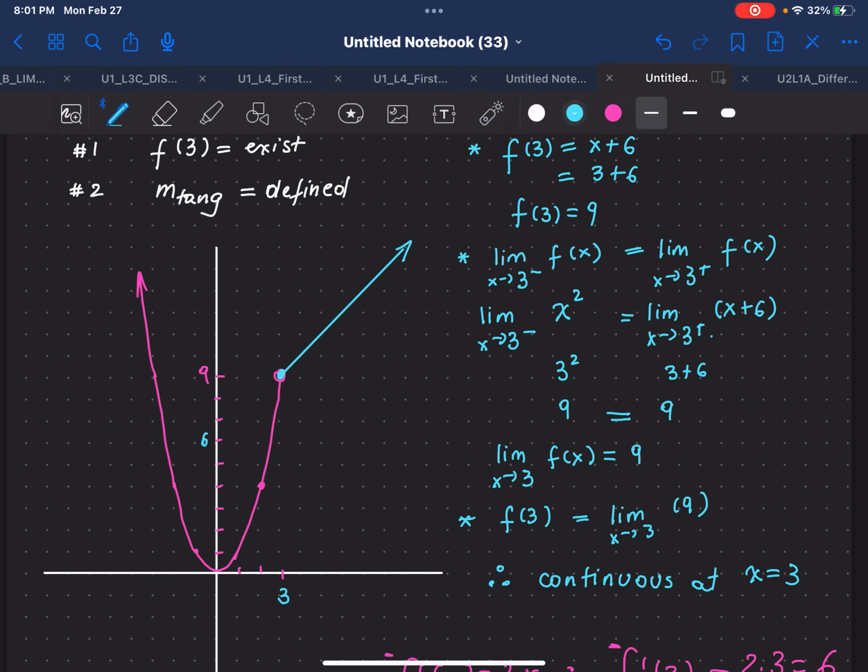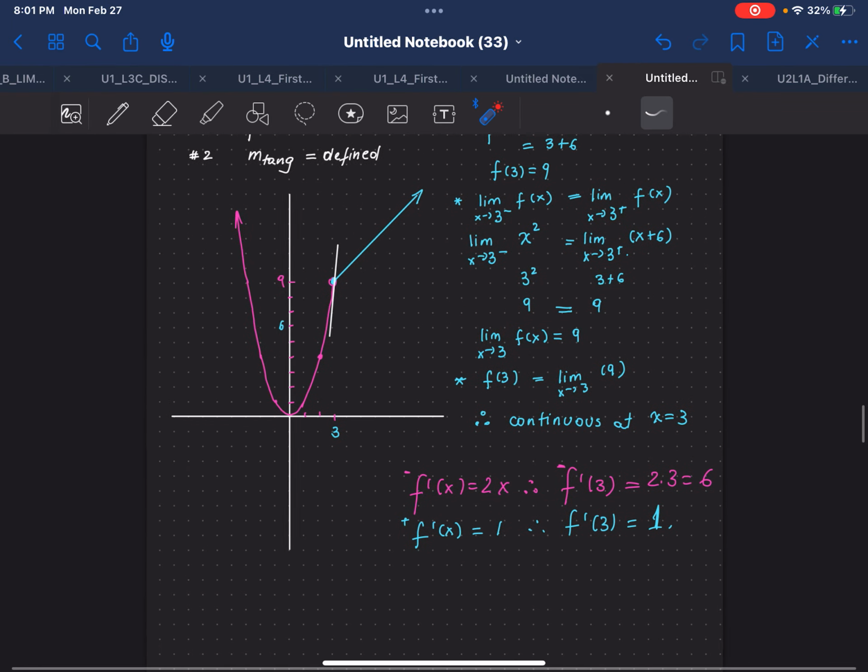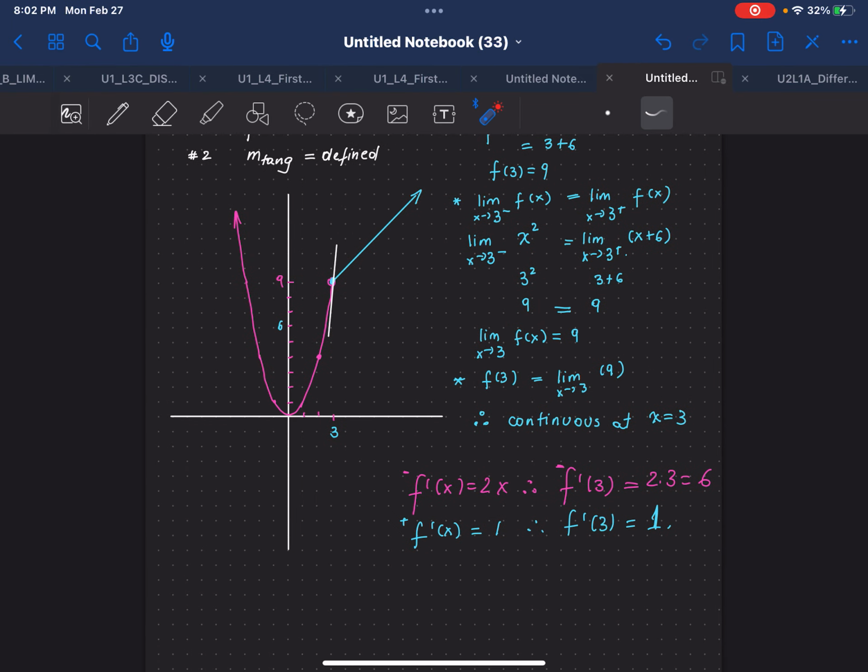And as you can see in here, if you were to draw the tangent line right at x equals 3 following the parabola, then you would see that the tangent line will be going this way. It will have a very steep slope. And for the second piece, you see that the steepness would be equal to 1. And that means that the derivative at x equals 3 for this particular function does not exist.